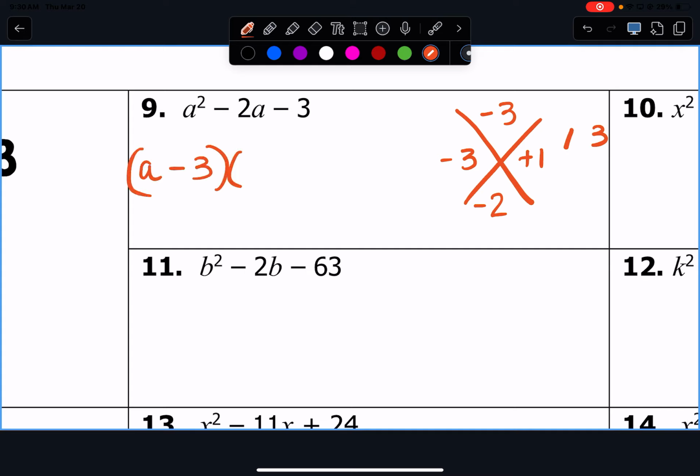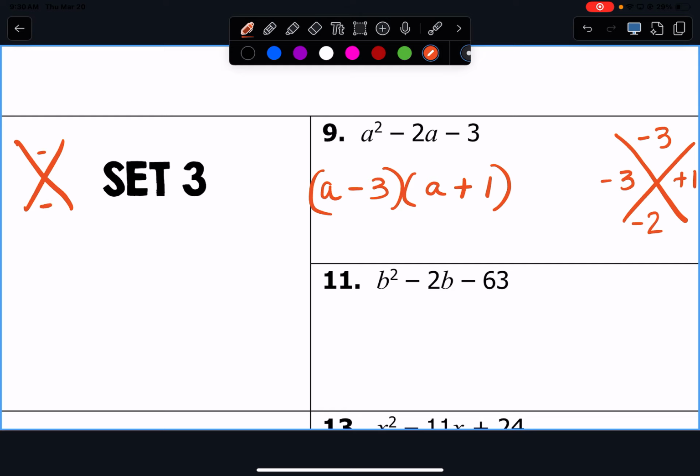All right, so here we are multiplying to get a negative and adding to get a negative. So we still have to have a positive and a negative. But since I am adding to get a negative number, the bigger number needs to be negative.